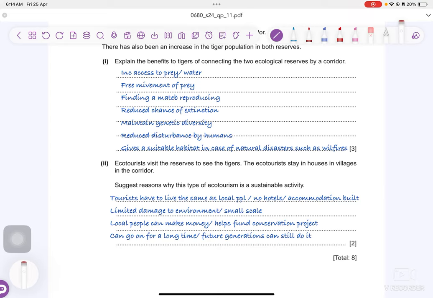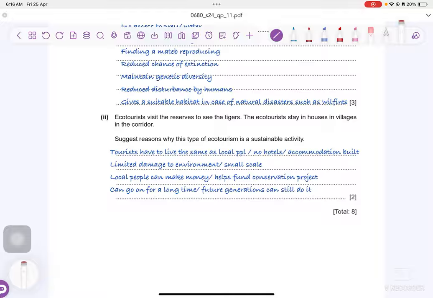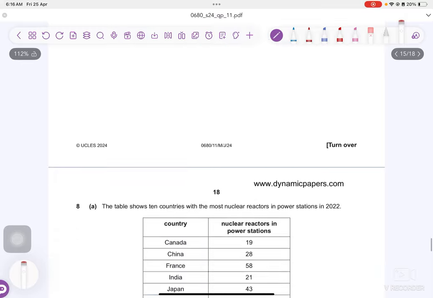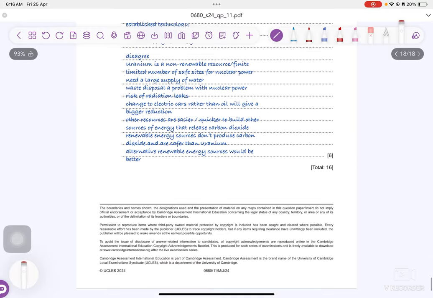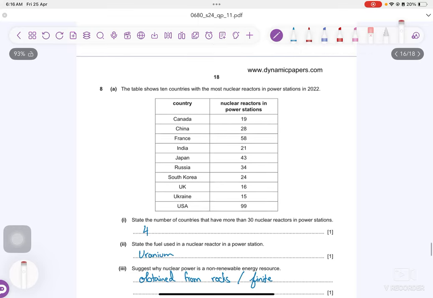Local people can make money, okay? Like they might rent their homes so they can make money. They can go for a long time, okay? What can go? It's the corridor. They're talking about the corridor and the area, the environment. So it can go on for future generations and still do it. I think this is our last question. Oh, yes it is. Okay.